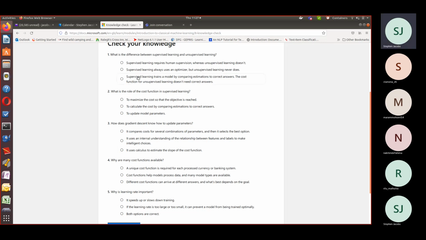Yeah, number 3. Supervised learning trains a model by comparing estimation to correct answers. The cost function for unsupervised learning doesn't need correct answers. Okay, so we'll look at this in future, but with unsupervised learning, you don't have labels. You have to look at the quality of your clustering in different ways.